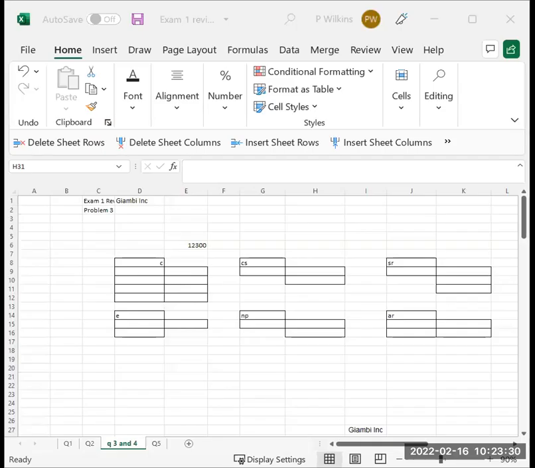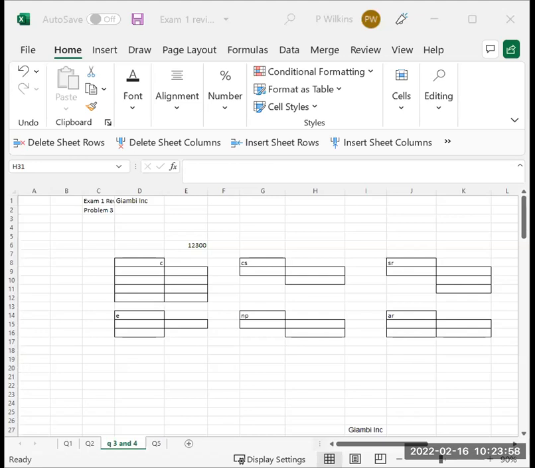So this is question 3 on exam 1 review, and it says, selected transactions from the journal of Giambi Incorporated during its first month of operations in 2020 are presented here. It shows a journal that looks similar to what we just did, the journal entries, but it's a different journal, right? And the instructions are to post the transactions to T accounts.